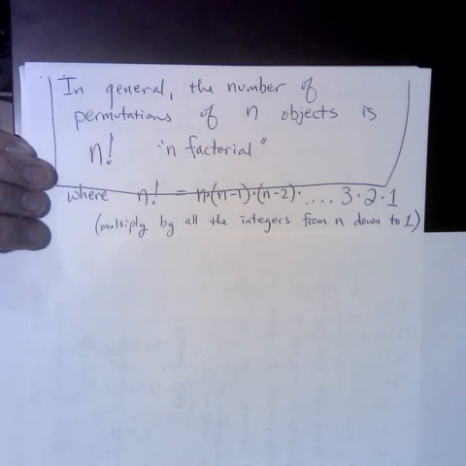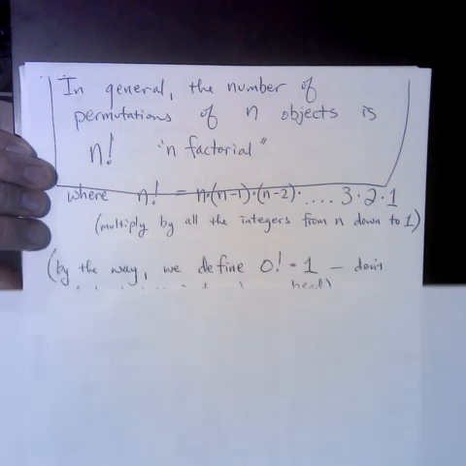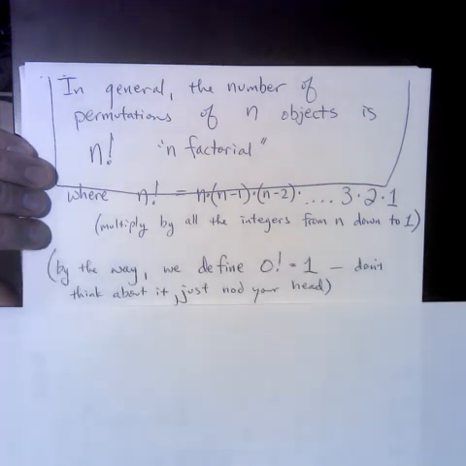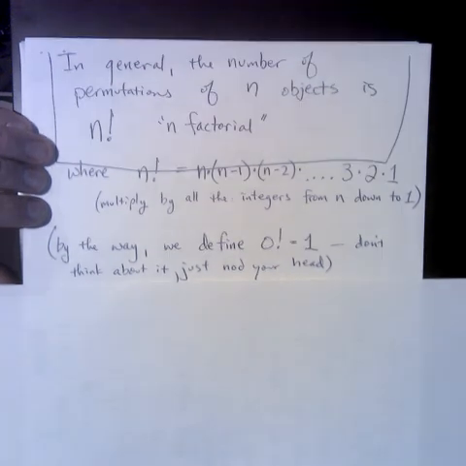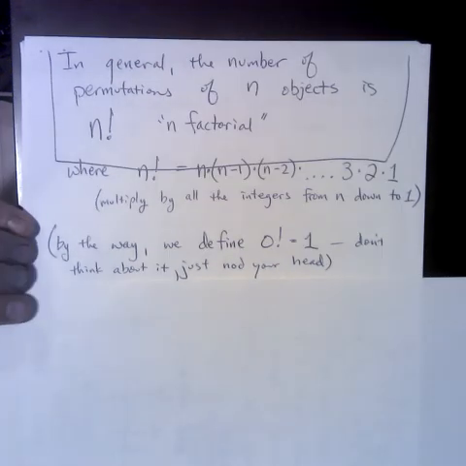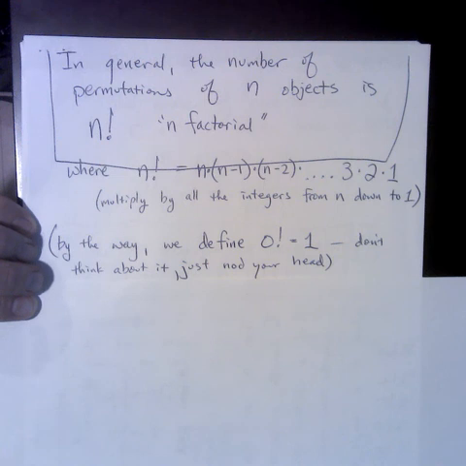By the way, this is something that's going to come up later. Don't worry about it too much now, but we define 0 factorial to just be the number 1. Don't worry too much about it. Just nod your head. Say, okay, this is mainly to get the formulas to work out for some special cases down the road. Okay, let's see some examples.